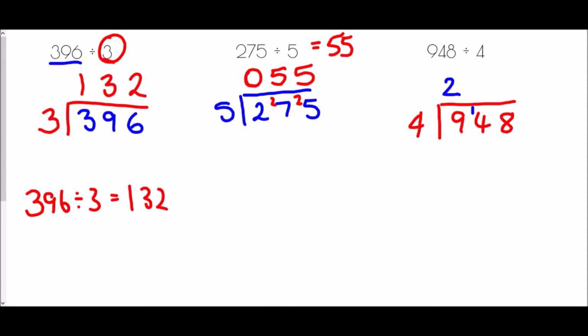Well, 4, 8, 12, that is 3, but it's got 2 left over. And so we carry the 2 over, and we now have, how many times does 4 go into 28? Well, 4 goes into 28 exactly 7 times, and therefore 948 divided by 4 is 237.